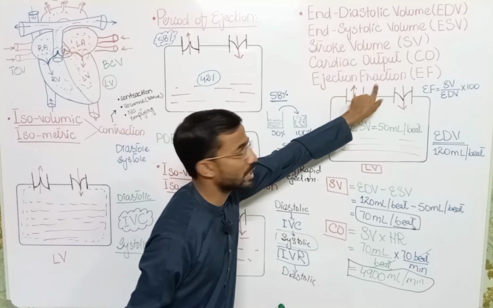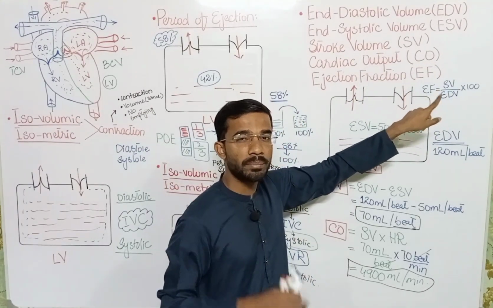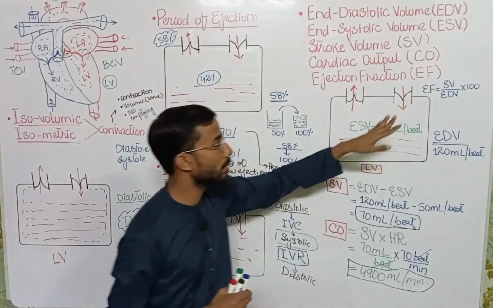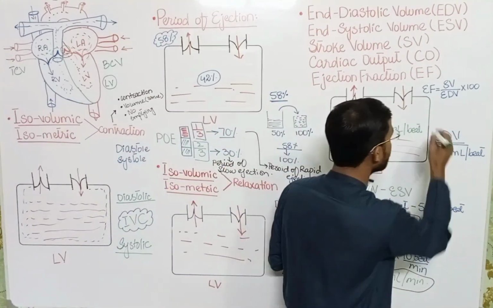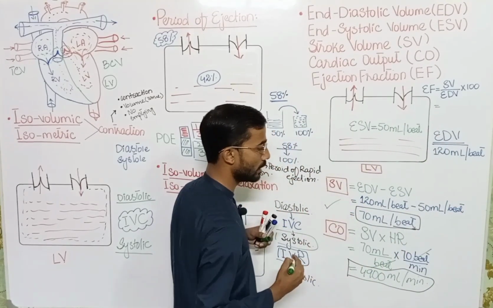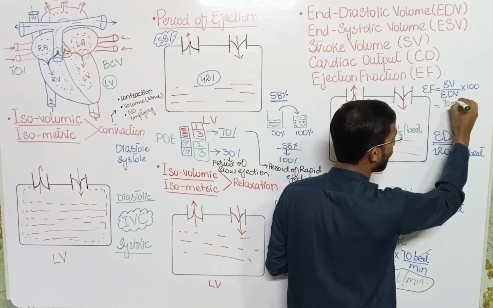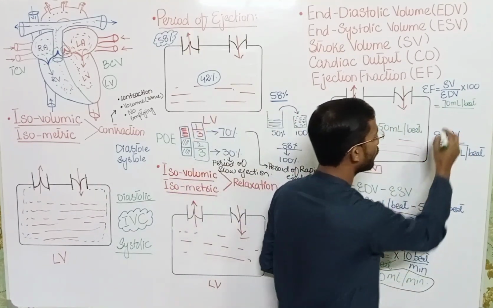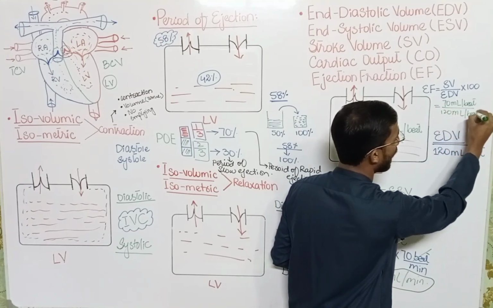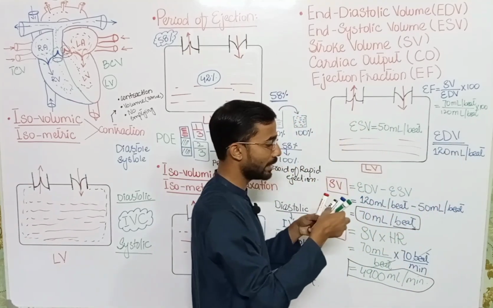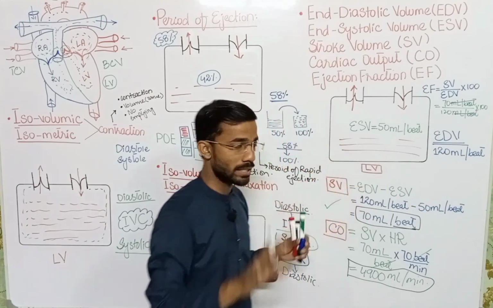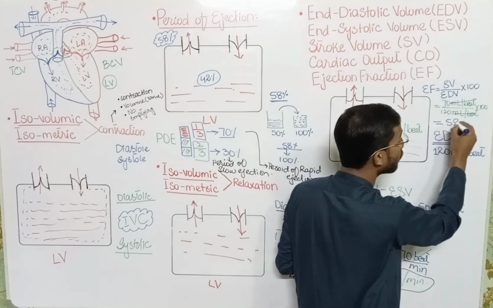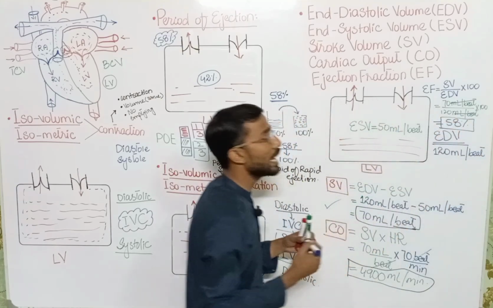As the name indicates, it is a fraction, meaning something that is present in a part. So the stroke volume and the end diastolic volume are divided and multiplied by 100. The stroke volume I calculated is 70 ml per beat, and EDV is 120 ml per beat. The ml per beat cancel, and if I divide 70 by 120 and multiply by 100, the answer will be approximately 58%, and that is called the ejection fraction.